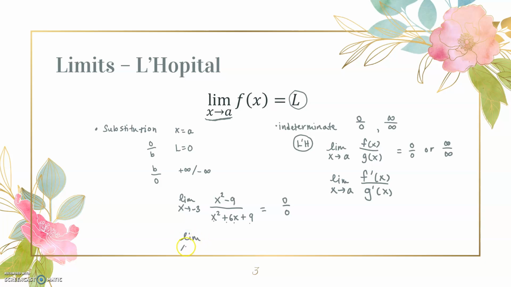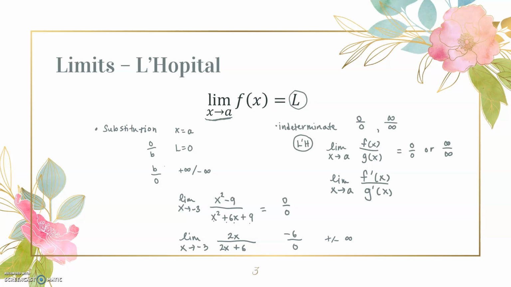I do L'Hopital's rule, and I get 2x over 2x plus 6. Now I can plug in my -3, and I get -6 over -6 plus 6, which is 0. So I wind up not with an indeterminate form, but with a number over 0. So that means that my limit is some kind of infinity.